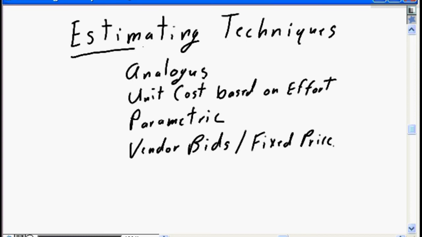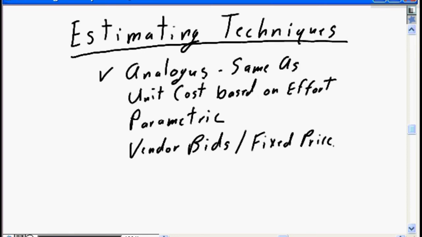Specific estimating techniques you may need to bring into play as you're developing your cost estimates for each work breakdown structure element. You may need to apply an analogous approach, i.e. the same as. The last time we completed a project element that was like this, it took us a certain dollar or certain time effort.